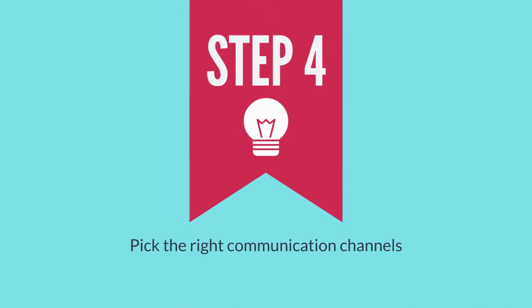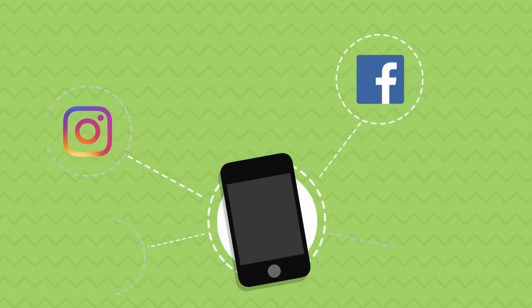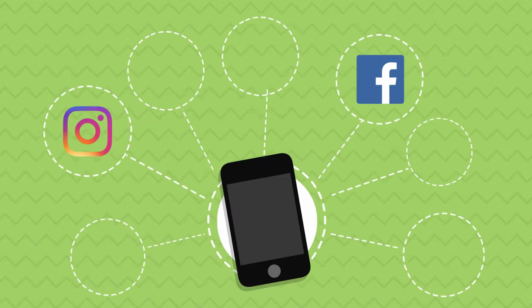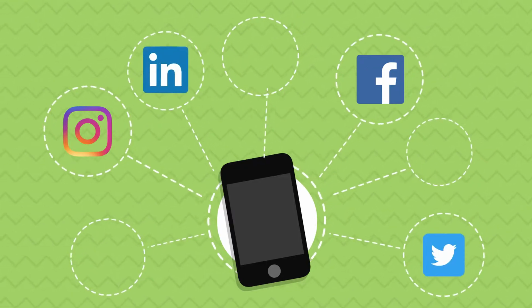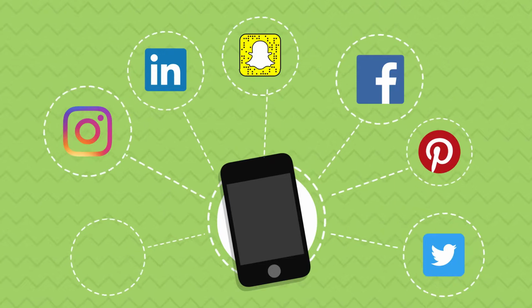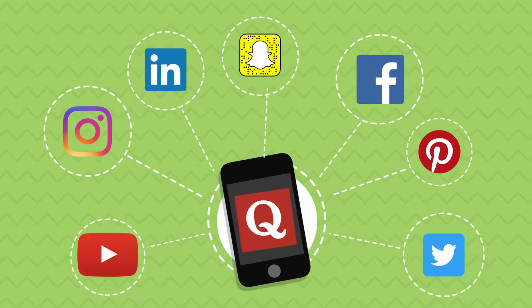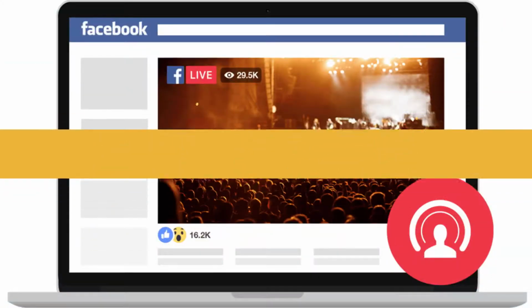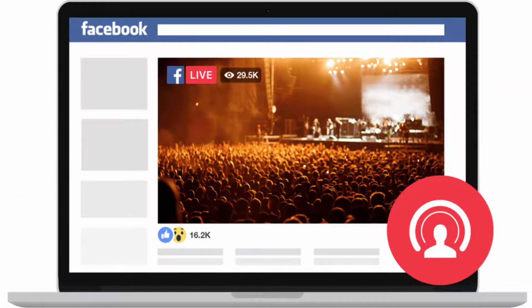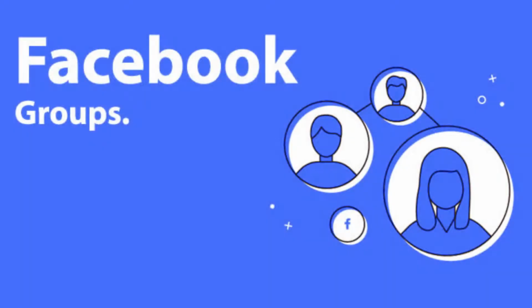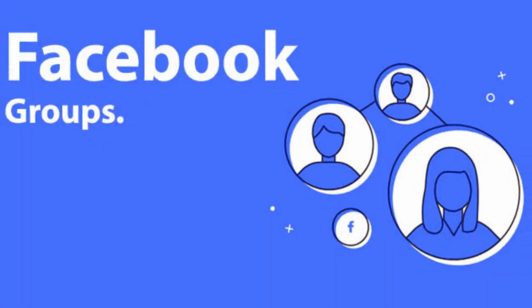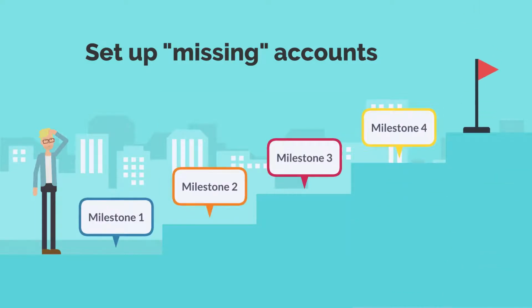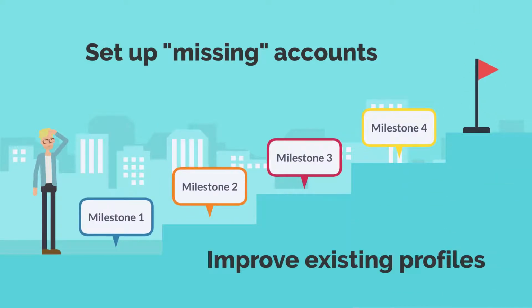Step 4. Pick the right communication channels. Be where your target group is. It doesn't necessarily have to be Facebook or Instagram. You can find your target audience on other social networks as well. Check out Twitter, LinkedIn, Snapchat, Pinterest, YouTube, or even Quora. Get familiar with the requirements and unique features on each platform. For example, some social networks offer live video streaming options, while others let you make good use of groups. Once you come up with a social media plan, set up missing accounts and improve your existing profiles.